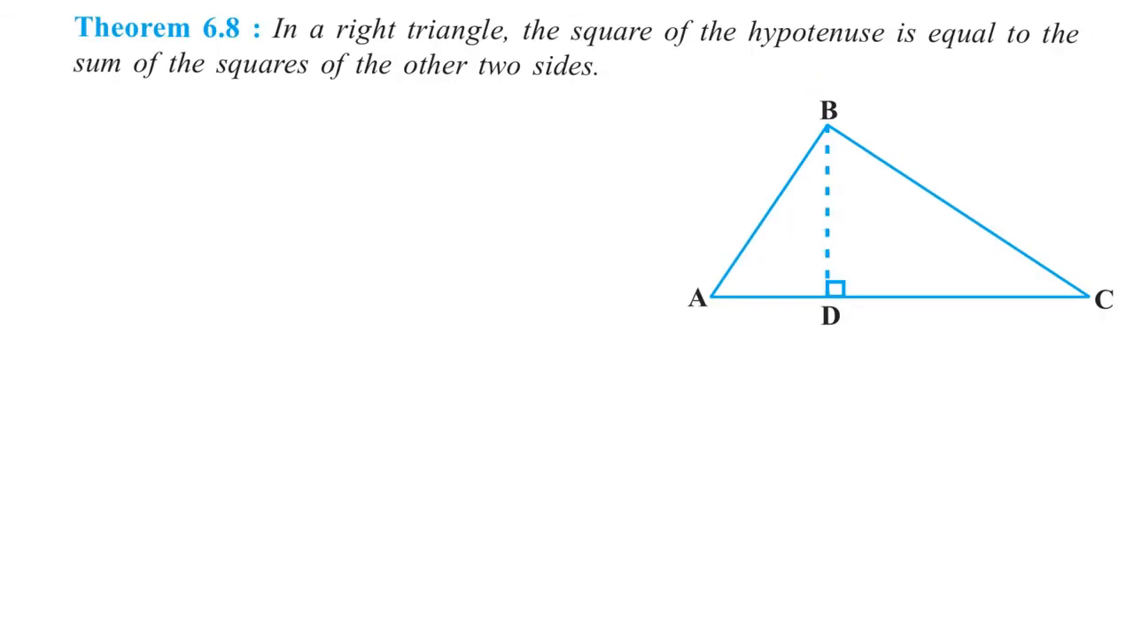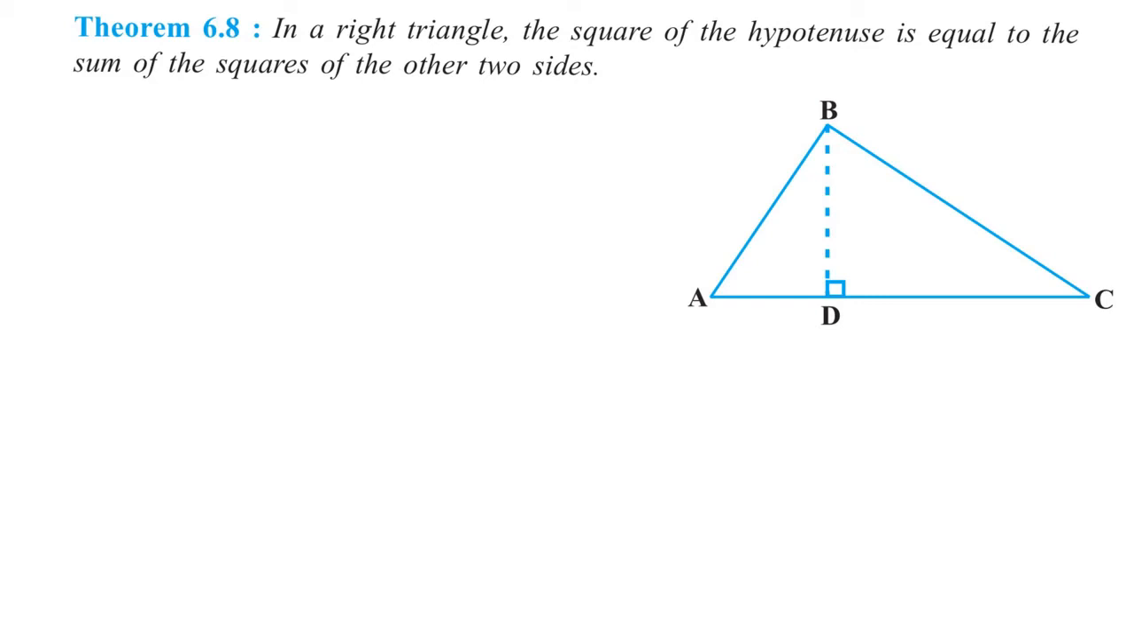So what is Pythagoras theorem? In a right triangle, the square of the hypotenuse is equal to the sum of the squares of the other two sides. Suppose if we have a right angle triangle, right angled at B, angle B is 90 degrees. Then AC is the hypotenuse. So the Pythagoras theorem states that AC squared is equal to AB squared plus BC squared. The square of the hypotenuse is equal to the sum of the squares of the other two sides. Can we prove this? Of course we can.